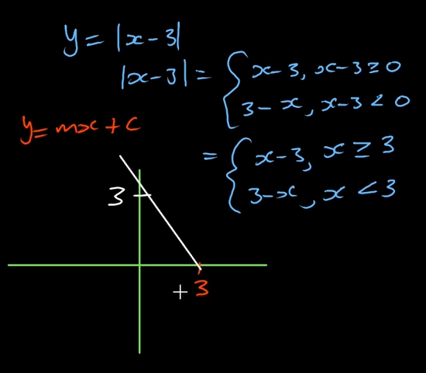But remember, this passes at 3, so that point's 3. Just remember that this is for the case where x is less than 3. So we can't continue this straight line. It's only for this portion where the x values are less than 3.